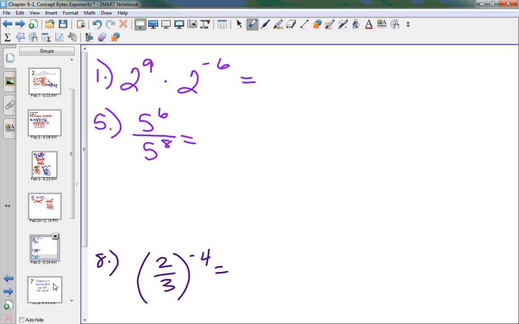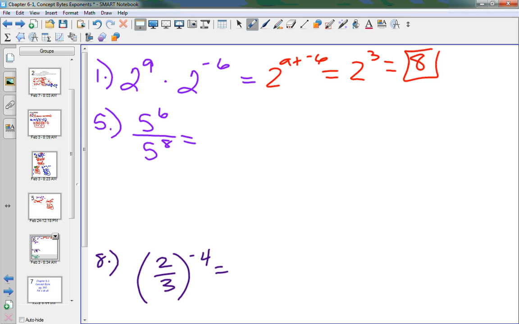Okay, what do I do with this one? How are those two bases attached? So what do I do with the exponents? So 2 to the 9 plus -6 gives me 2 to the 3rd. And what is 2 times 2 times 2? 8.